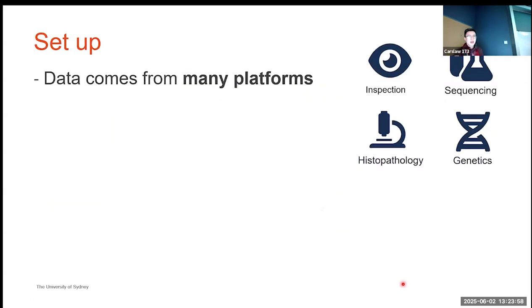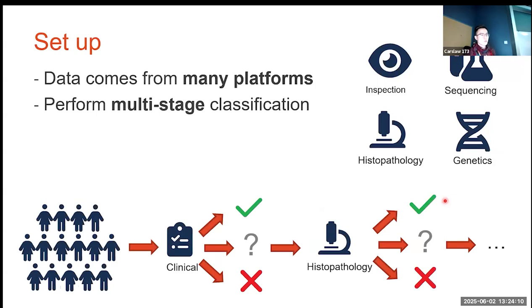And so to explain how we do that, the setup is that you have data from a few different platforms. Just for this example, let's suppose we've got 4 different platforms, and what we want to do is perform multi-stage classification. So the idea is you've got your whole cohort of patients. So this is maybe all the patients that you'll see in a year, for example. And you can imagine that the first thing you do is you look at your cheapest platform, using the clinical data available to you. And from there, you might be able to make a confident diagnosis. Maybe they'll be good, maybe they'll have a poor outcome, or maybe you're uncertain.